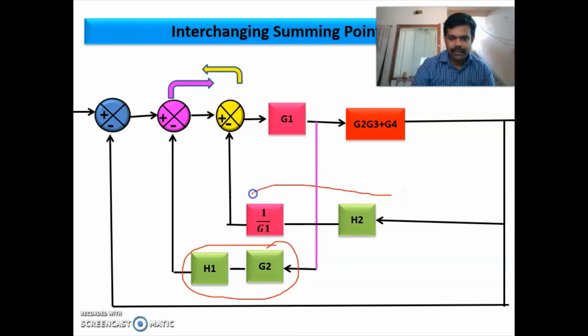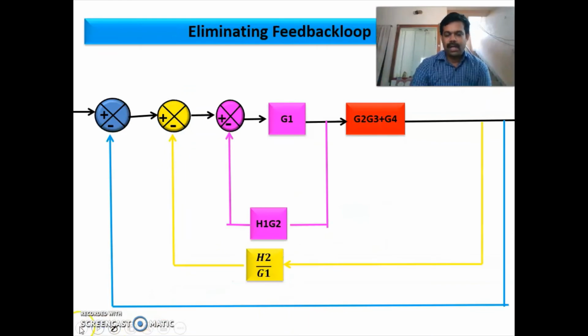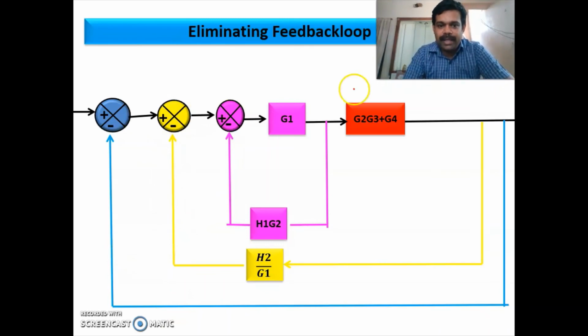Similarly, you are having these two blocks in cascade, and we are combining these two blocks into one block and these two blocks into one block. So the equivalent block here is G2H1, here is H2 divided by G1. Okay. So after combining the cascaded blocks and interchanging the summing point, we will be getting like this.